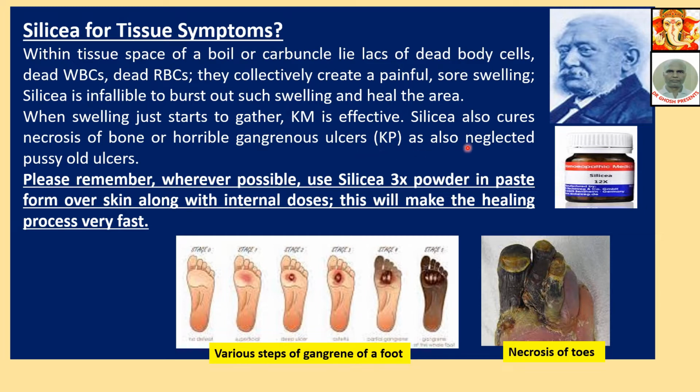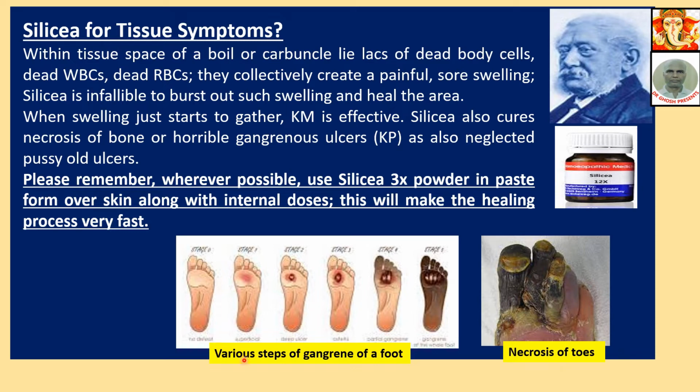Calc phos is also used, as also neglected palsy, old ulcer. Please remember, wherever possible, use Silicea 3x powder in paste form over the skin along with the internal dose. That is, you are giving say Silicea 12x, but use Silicea 3x powder locally. You may use Silicea 12x, 30x, 200x even internally, but this you can also use externally. Internally higher potency, externally 3x powder in paste form. This will make the healing process very fast.